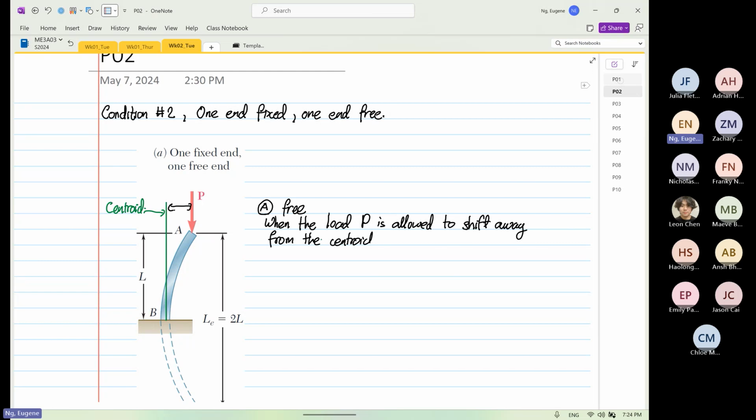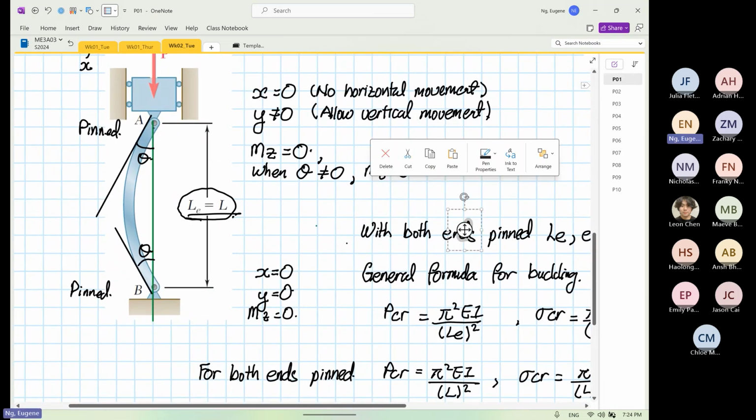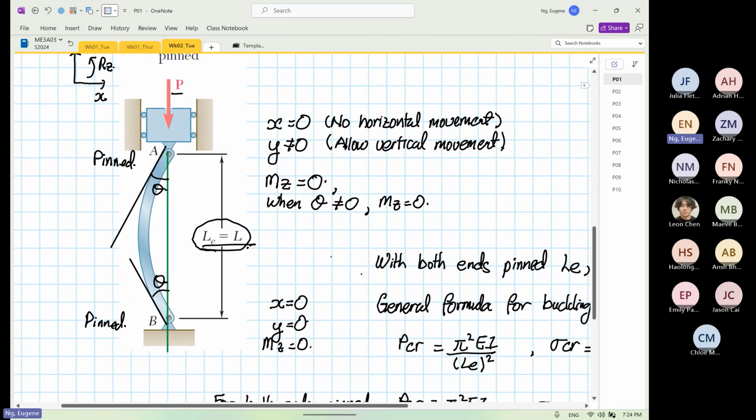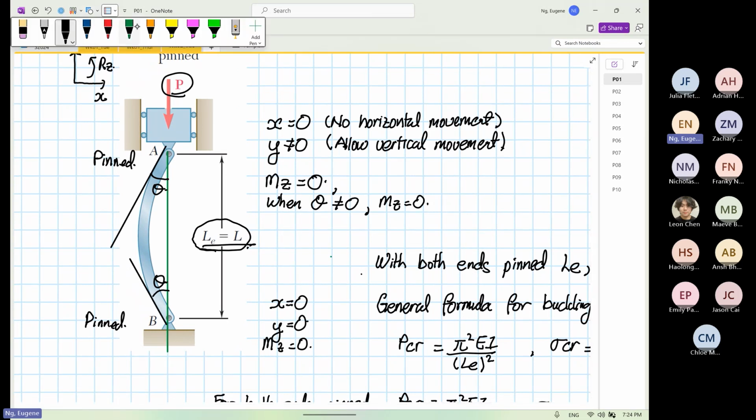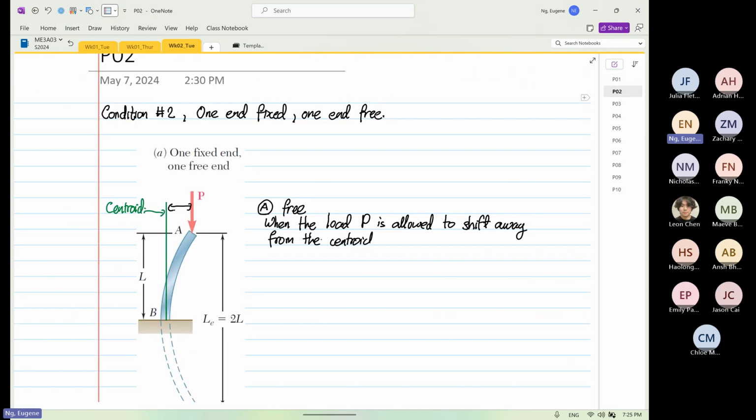If we go back to pin, the structure is already buckling, but the load P is still aligned to our centroid. And this is because of the restriction in motion in the X direction, okay? You can see that, right? Whereas when it's free, it's allowed to shift.